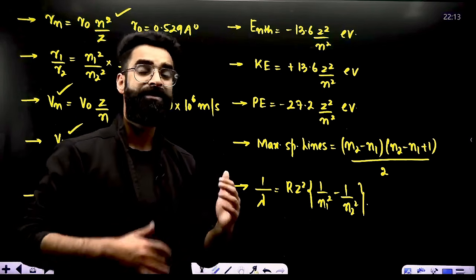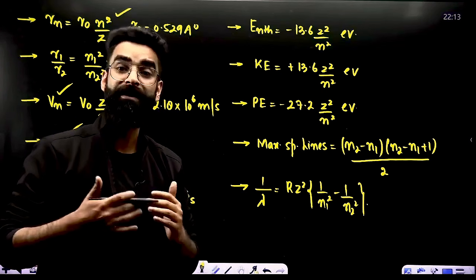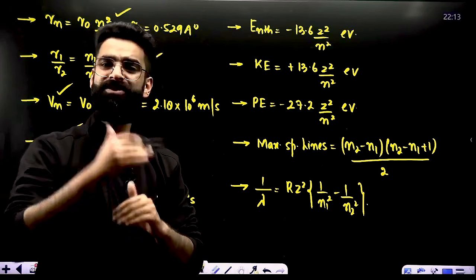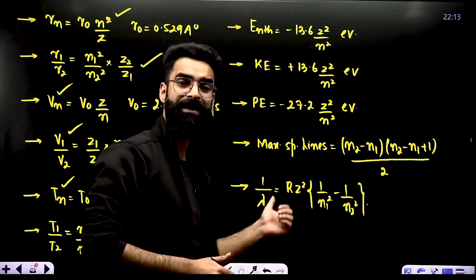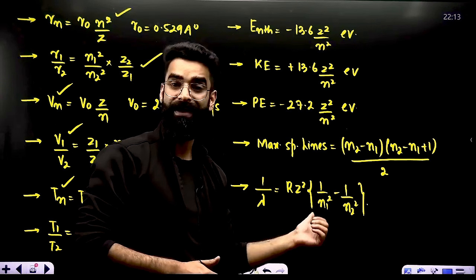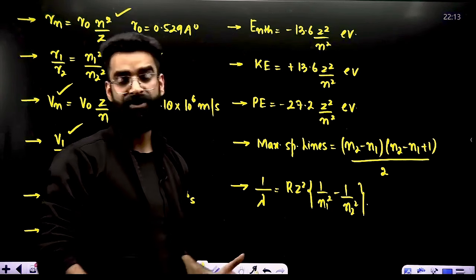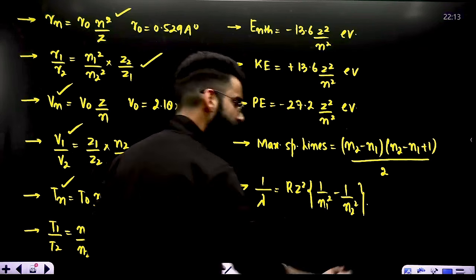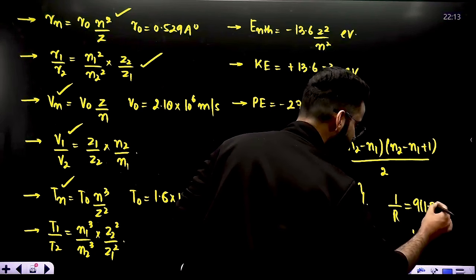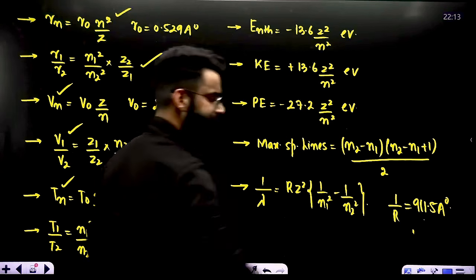How do you calculate the wavelength of the electromagnetic radiation which gets emitted or absorbed when the electron makes a transition between two energy states? 1 by lambda is equal to R Z square, 1 upon n1 square minus 1 upon n2 square, where n1 is the lower energy state, n2 is the higher energy state. And let me tell you, 1 divided by R value, do remember it from now onwards, it's 911.5 angstroms, right?